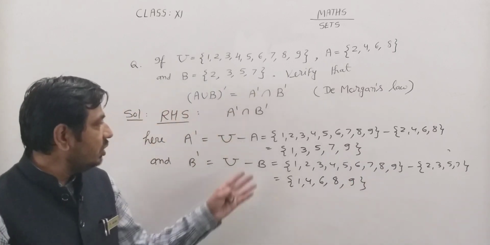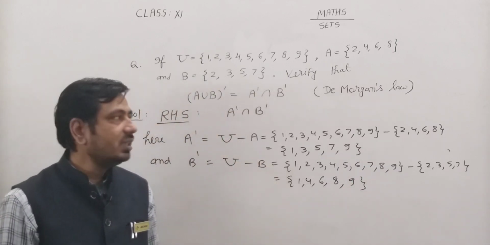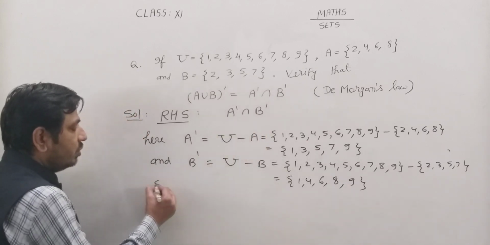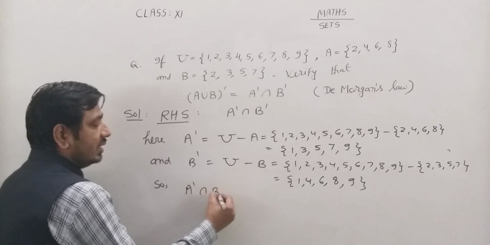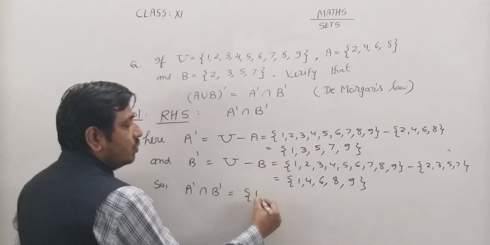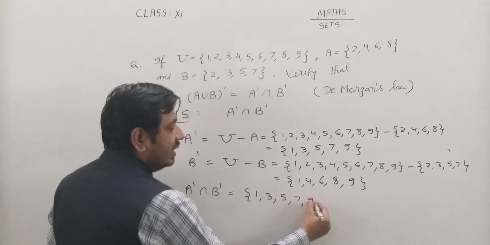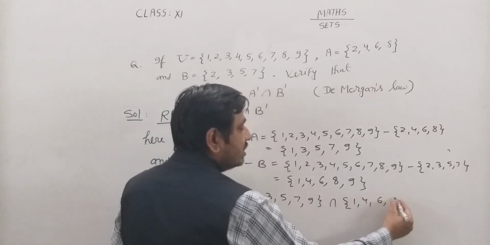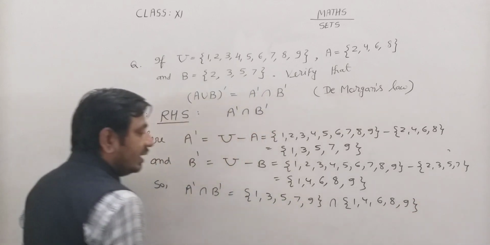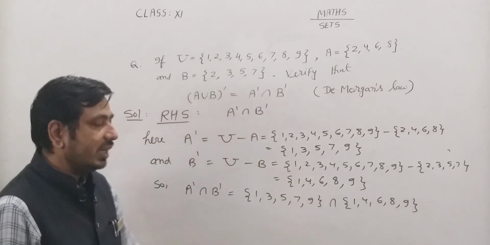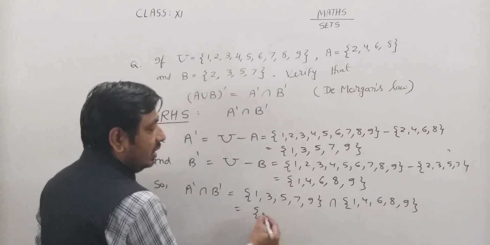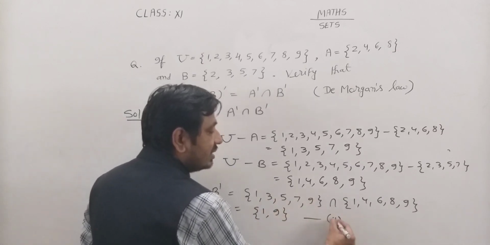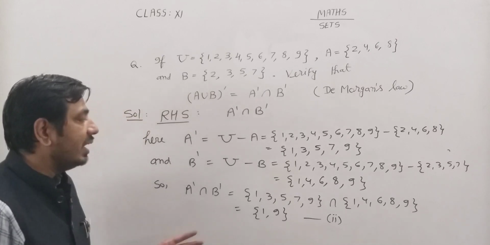So class, it is your A dash and it is your B dash. But we require A dash intersection B dash. A dash is 1, 3, 5, 7, 9, intersection B dash, which is 1, 4, 6, 8 and 9. Class, now you take the intersection of both. So 1 and 9. It is the second equation, it is the RHS.